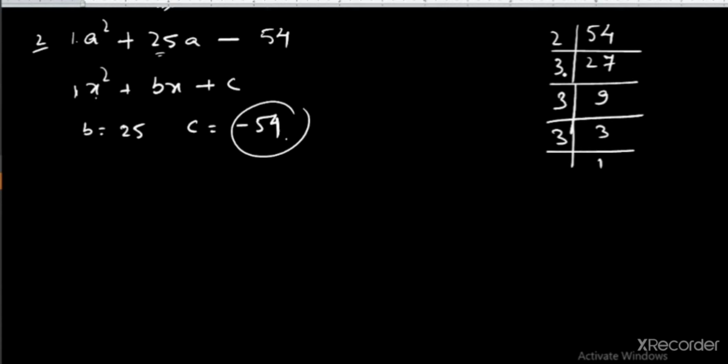2 3 is 6, 6 3 is 18, 18 3 is 54. Yeah, I am absolutely correct. What I was thinking about, I don't know. Okay, so what we are getting here is 2 into 3 into 3 into 3 into 1.